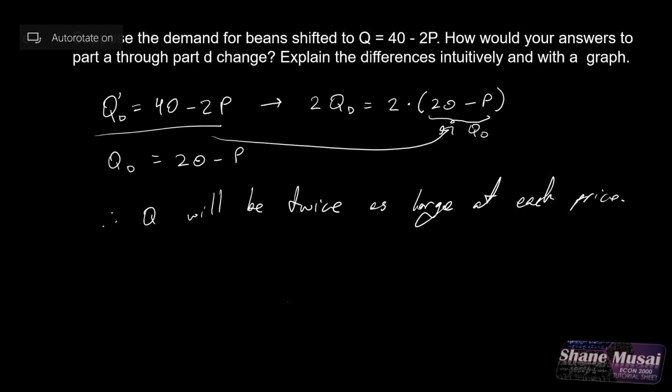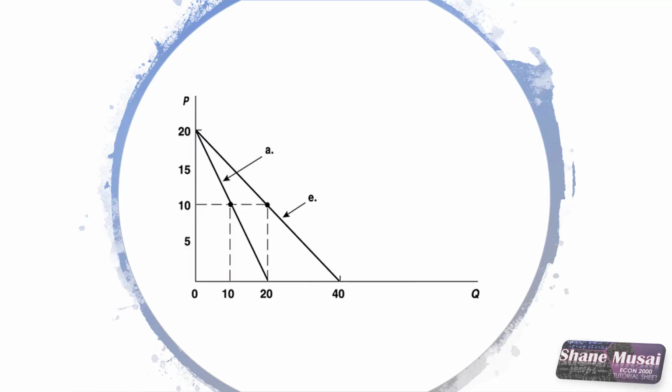So this explains the differences intuitively and with a graph. Intuitively, the quantity will be twice as large at each price because the new quantity demanded is twice the old quantity demanded. And with a graph, this is the graph that you would draw. The one with A represents the demand curve in Part A, which is the old demand curve: quantity demanded is equal to 20 minus P.